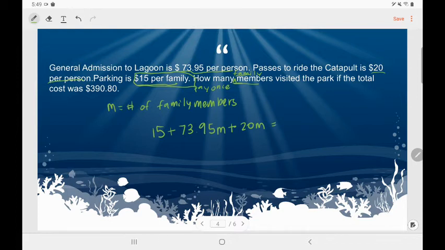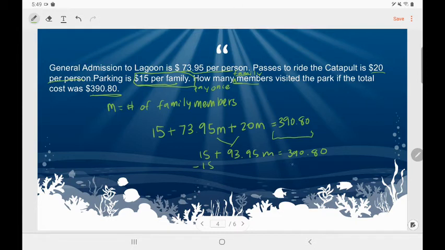So M is equal to, and my total cost, $390.80. If you ever have any total costs, that is a key that it's going to say equals that amount. All right, let's combine like terms. 73.95 and 20 is going to give me 15 plus 93.95 M.